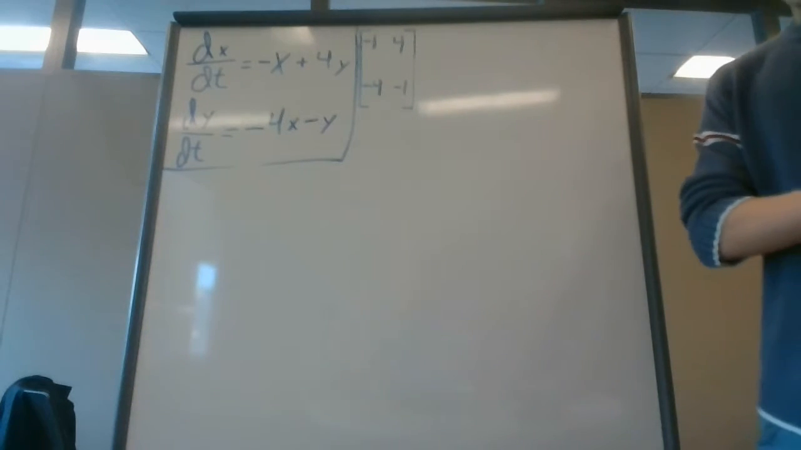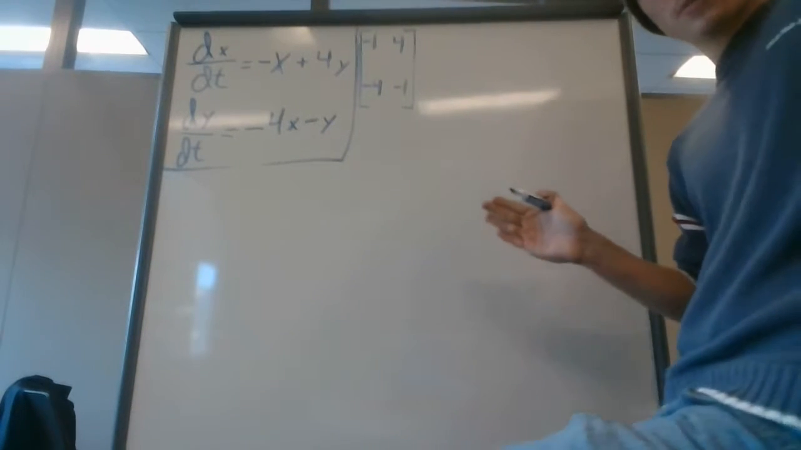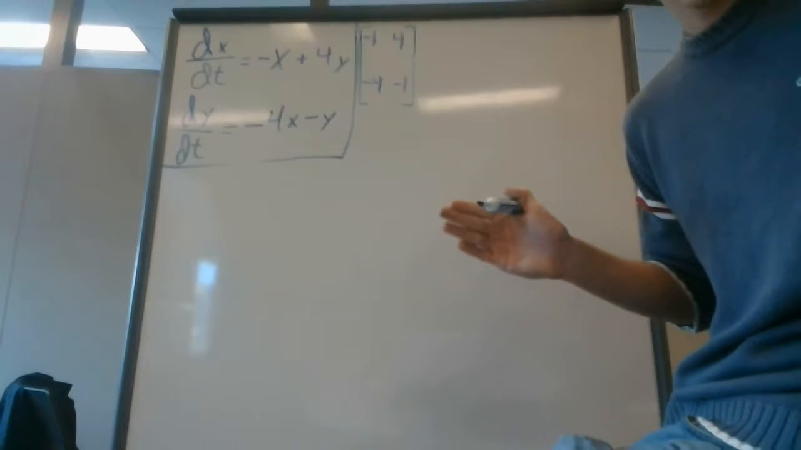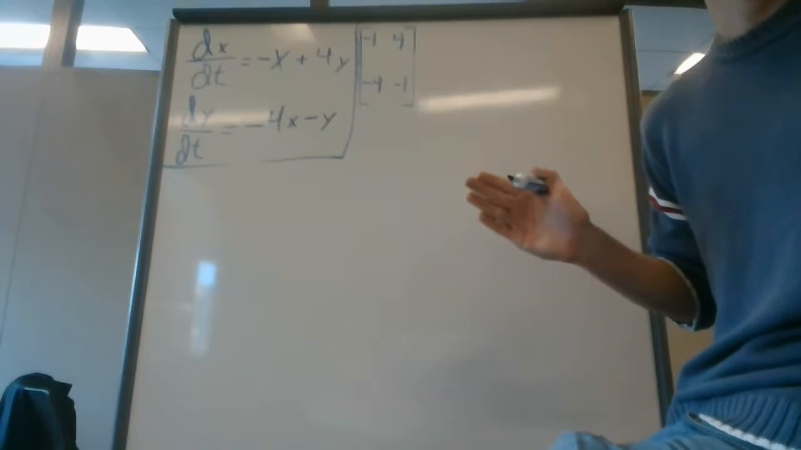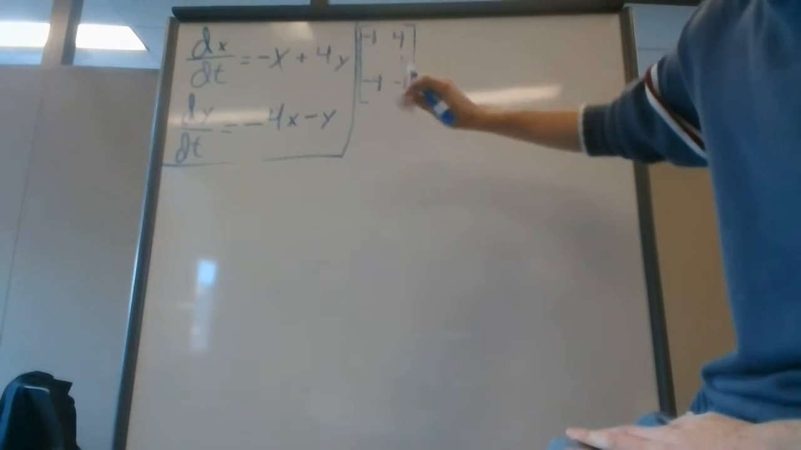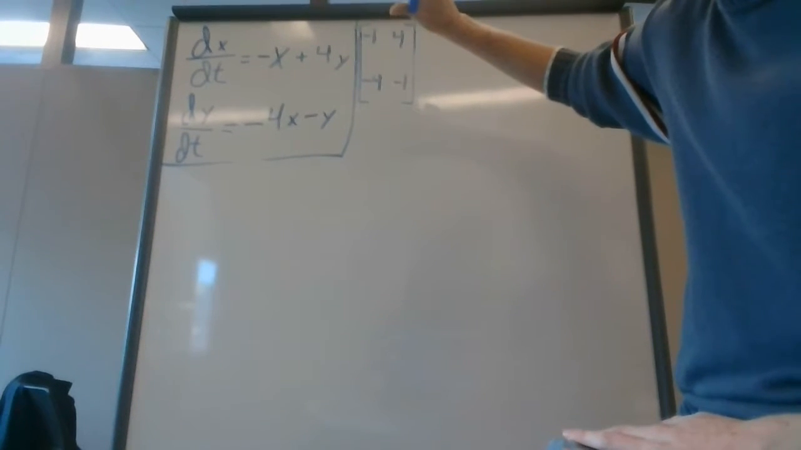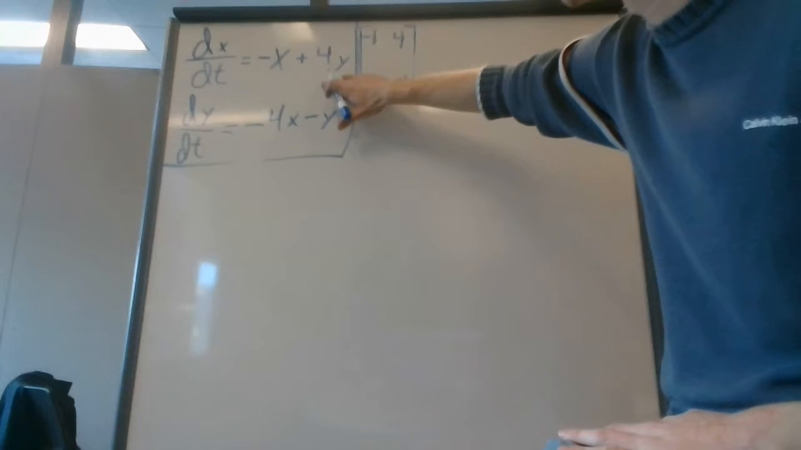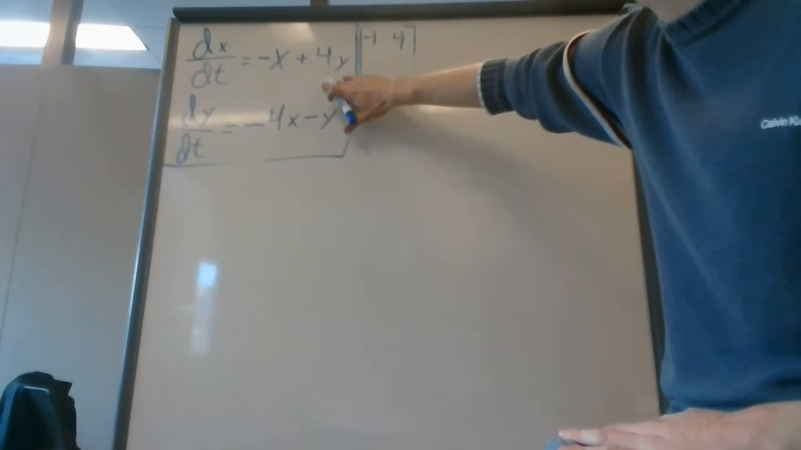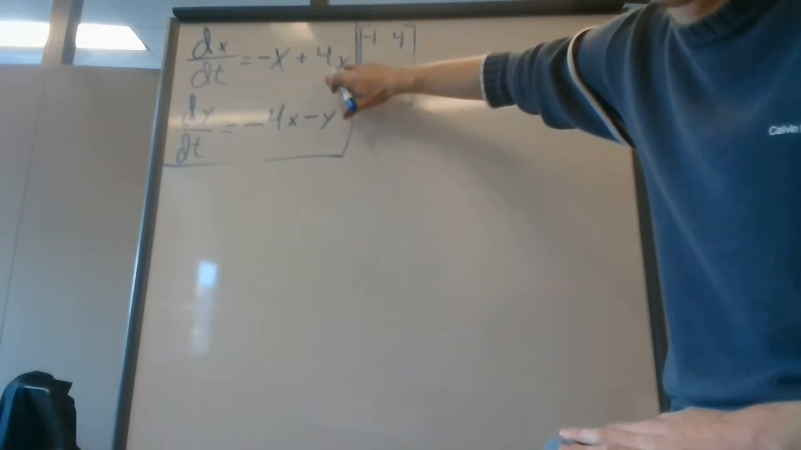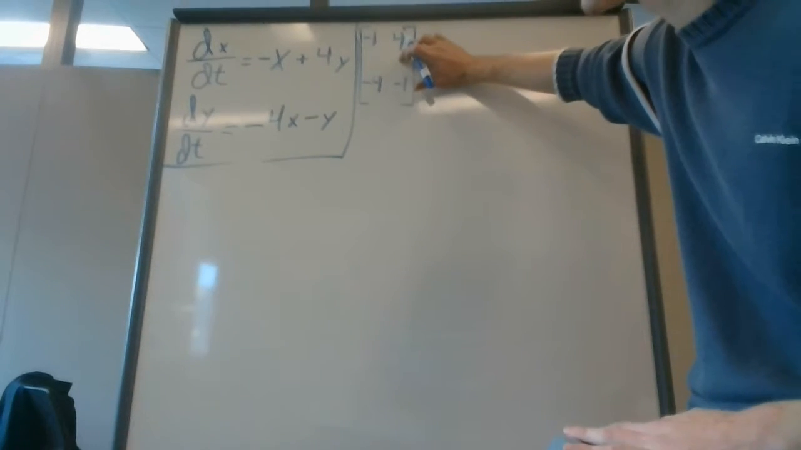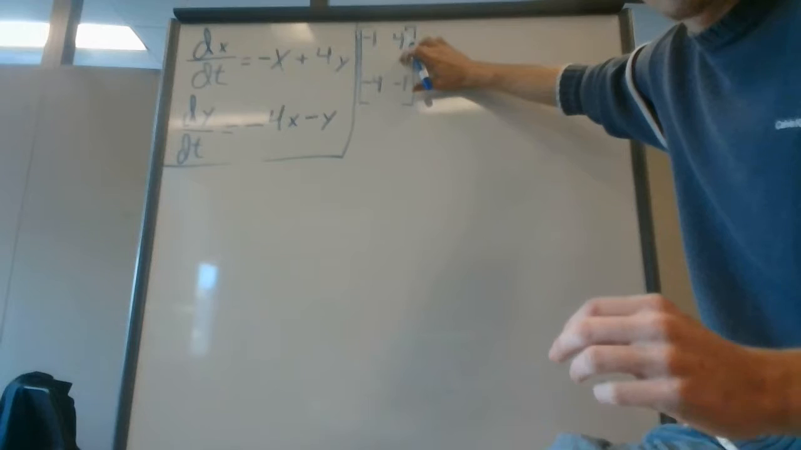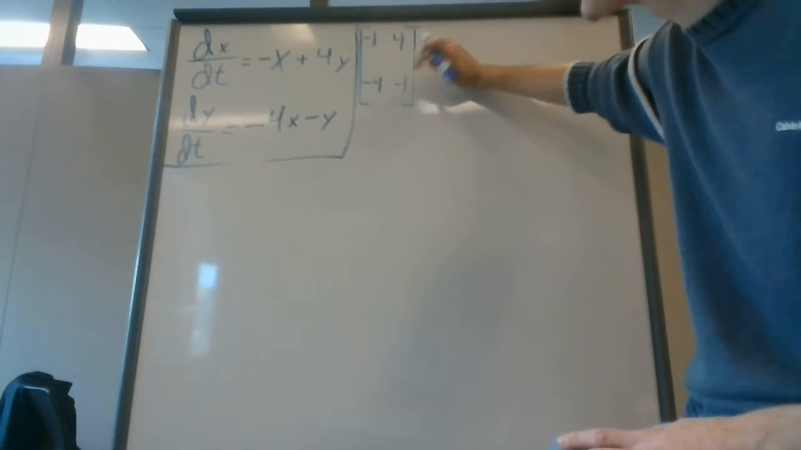Okay, so this is a problem from the last page of the week 14 notes, and it is to determine the stability and also draw the phase plane of this system. So I've already taken the liberty of writing out the coefficient matrix, and now what I'm going to do is find my eigenvalues.